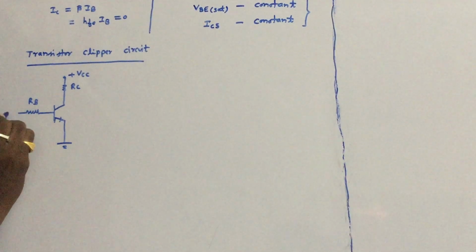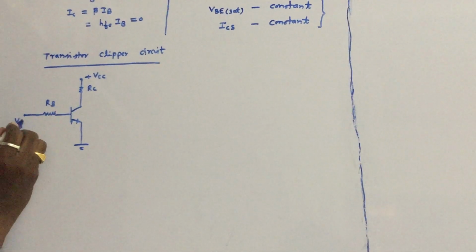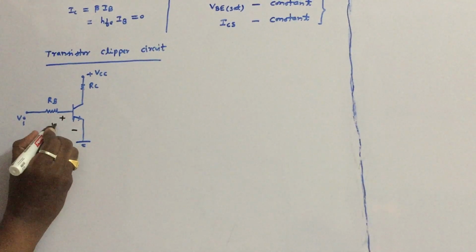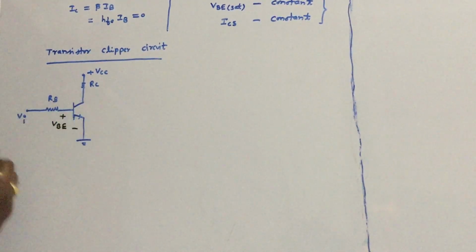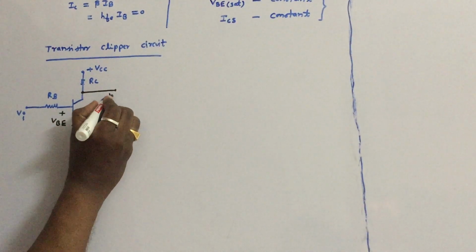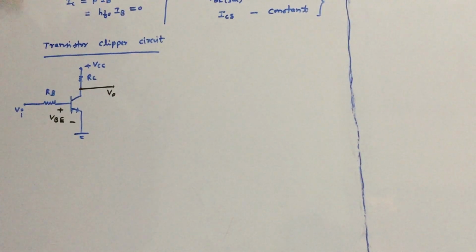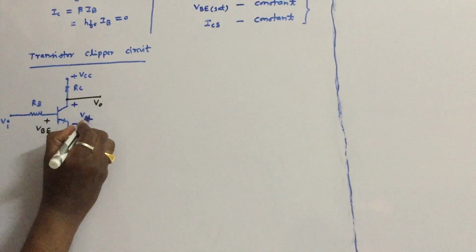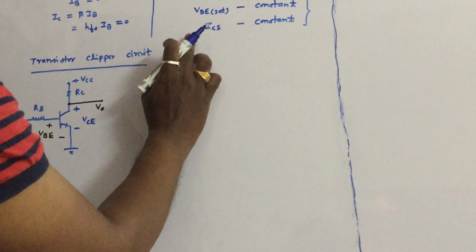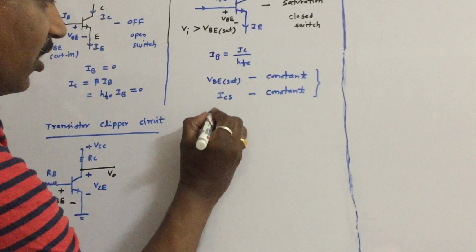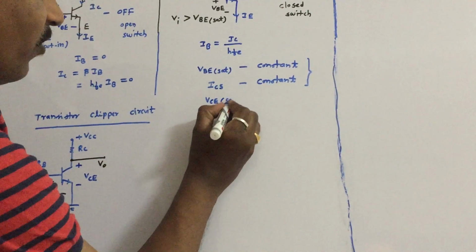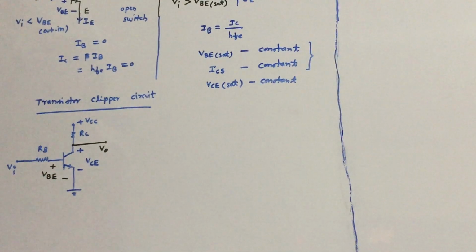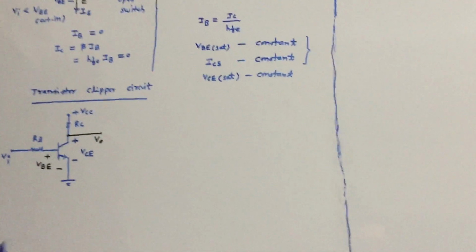This is RC and this is RB. This is the input which we apply to the clipper circuit, plus or minus VB, the base to emitter voltage. We take the output at the collector, V0. Let us say the voltage between collector and emitter is VCE. One more point I forgot to mention: once the transistor enters into saturation, the VCE becomes VCE saturation, which is also a constant. VCE saturation is generally 0.1 or 0.2 volts.